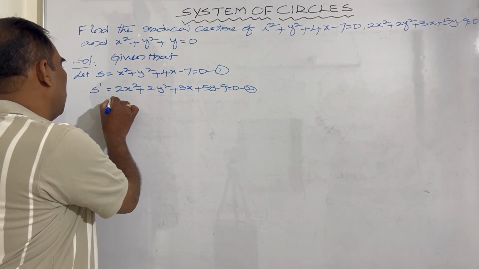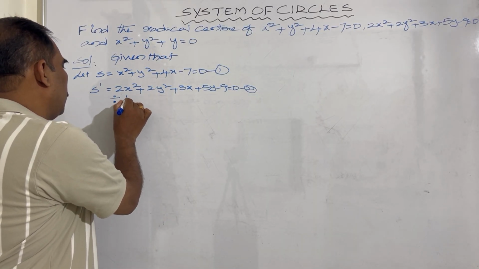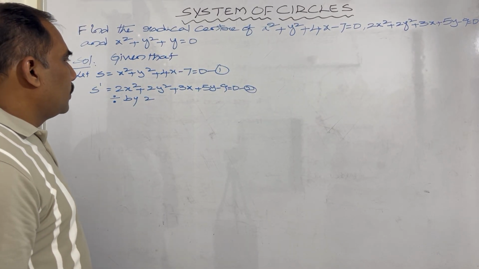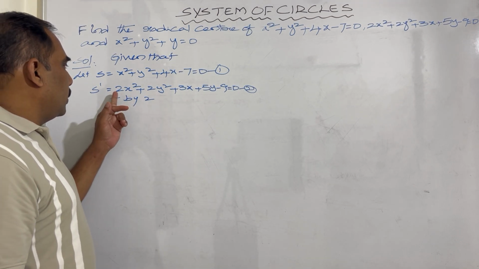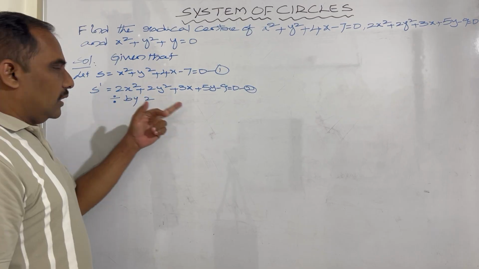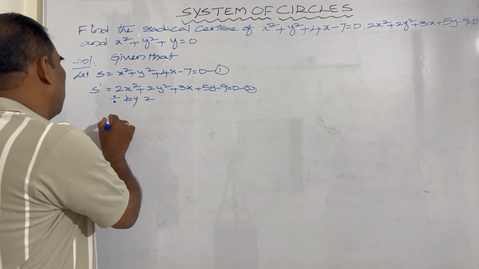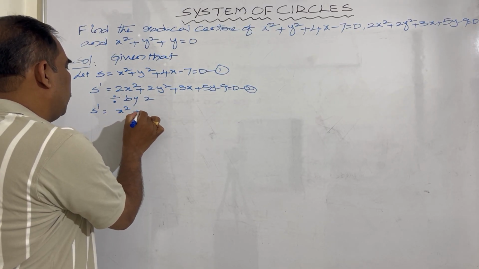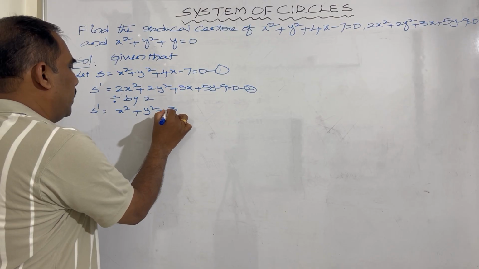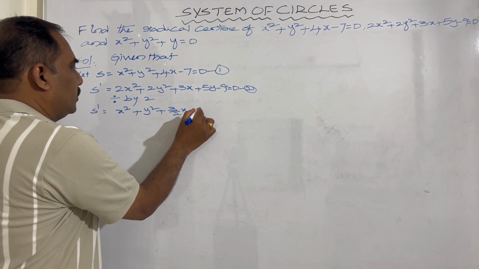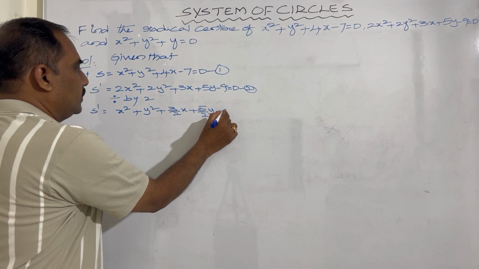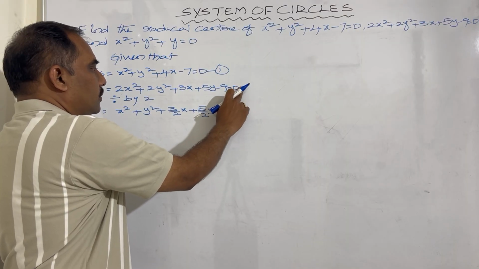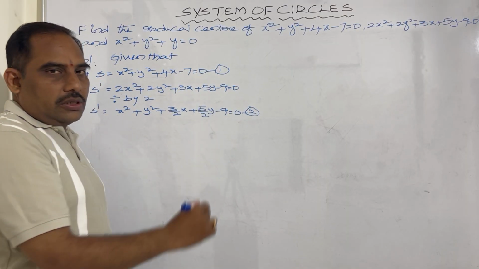So when it is not in the general form of the equation of a circle, you have to transform it into the general form. To transform it, we divide throughout the equation by the coefficient of x square. Then S dash becomes x square plus y square plus, when you divide by 2, 3 by 2 into x plus 5 by 2 into y minus 9 is equal to 0. Now you take this as the second equation.